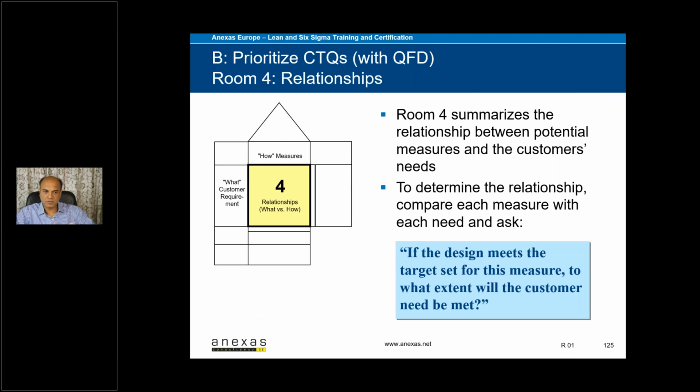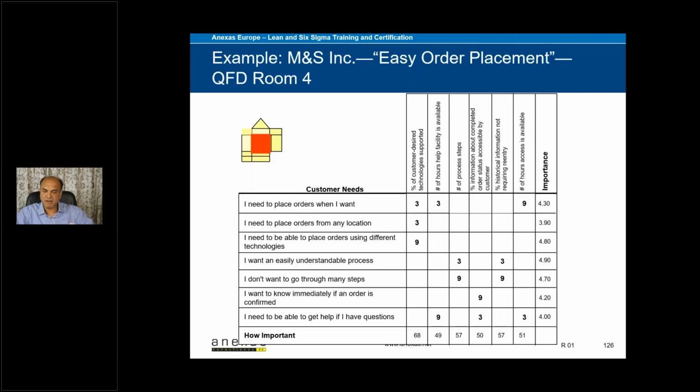Then room number 4, I have to see the relationships. So we have written down the relationships, and once we have written them down, we have calculated those values, and I can see that this is the most important CTQ. What is that? Percentage of customer desired technology supported. So I'll be focusing on this CTQ. When I'm designing, I will take special care there. And if I'm trying to improve a process and searching for the right CTQ, then this will be my CTQ.